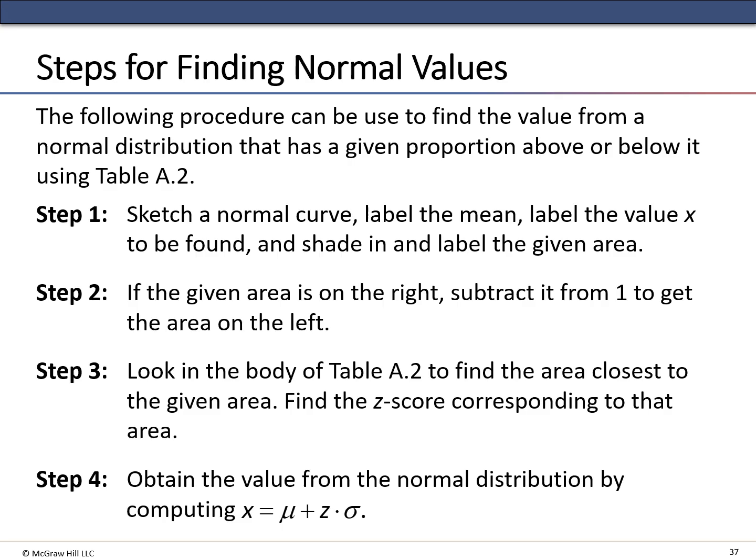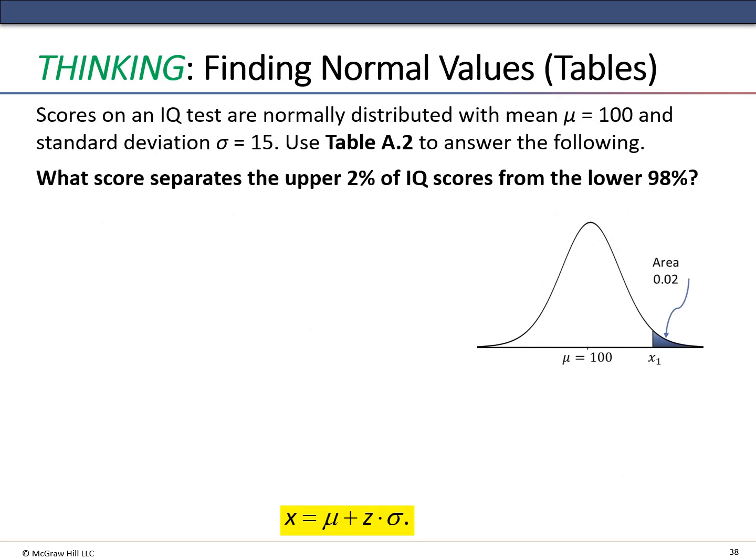Practice or experience always helps. Okay, see if you can do this. Hit pause and try it. And then if you're stuck, hit play a little bit, but if you get one part, maybe hit pause again. All right. Scores on an IQ test are normally distributed with a mean of 100 and a standard deviation of 15.